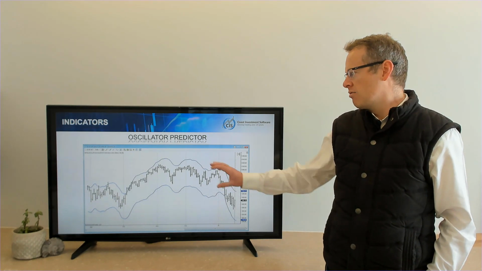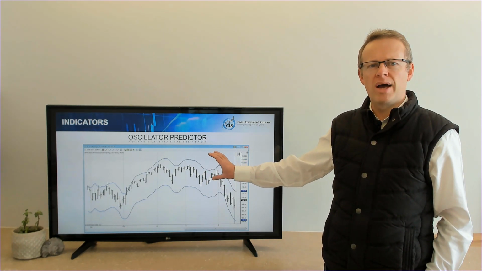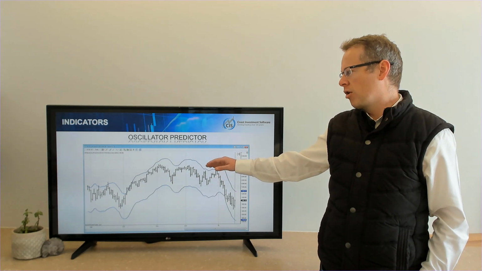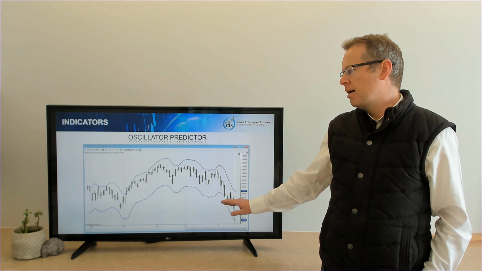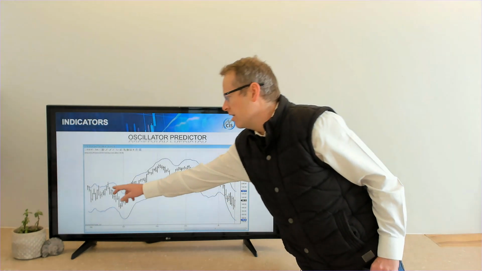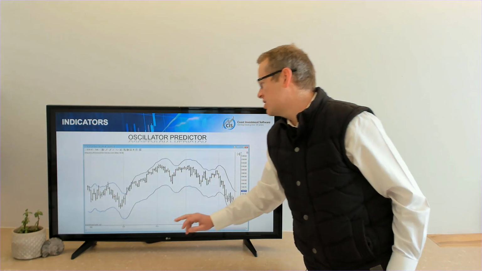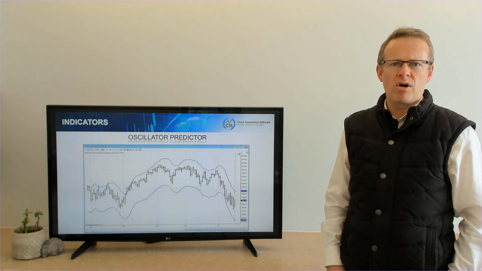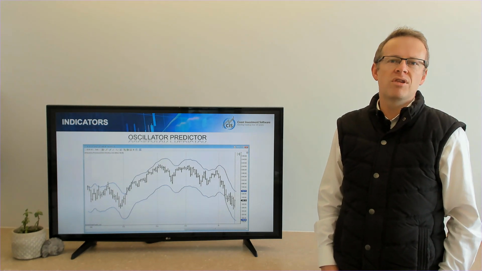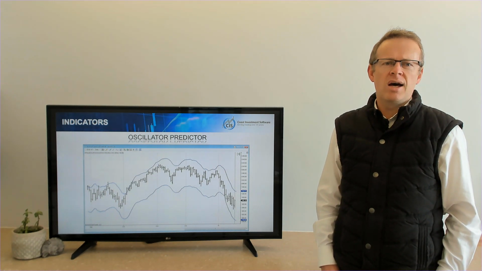It's basically an overbought, oversold band where you have overbought on the top, oversold at the bottom. You can see over here to the left how it captured market swings, and it's also quite powerful when you use it in combination with your Fibonacci levels.